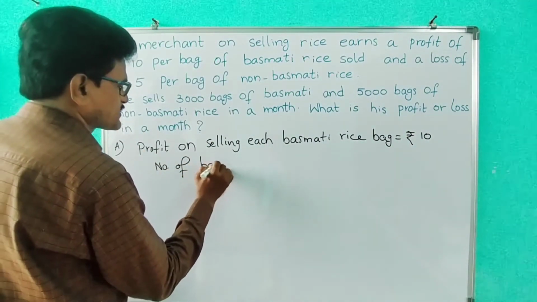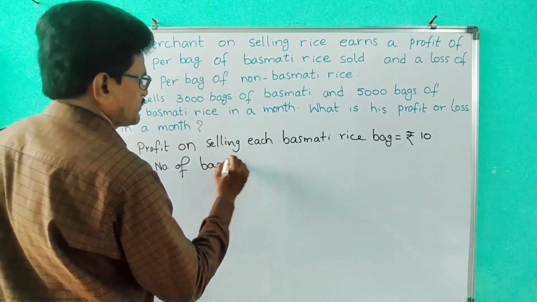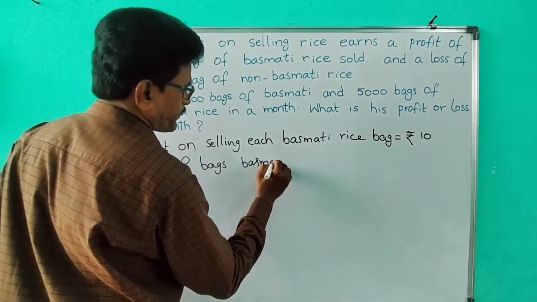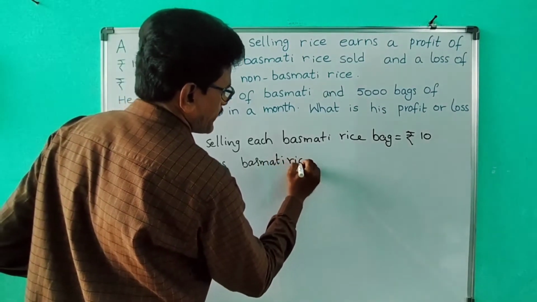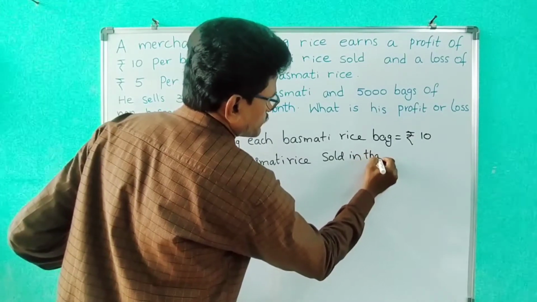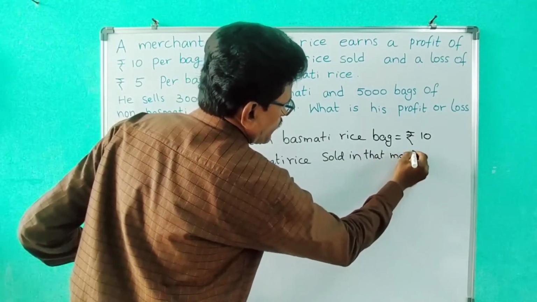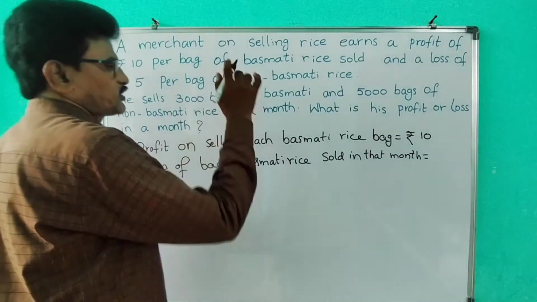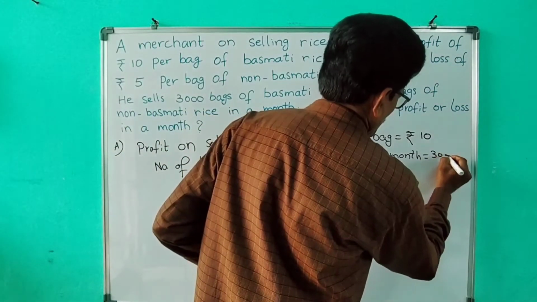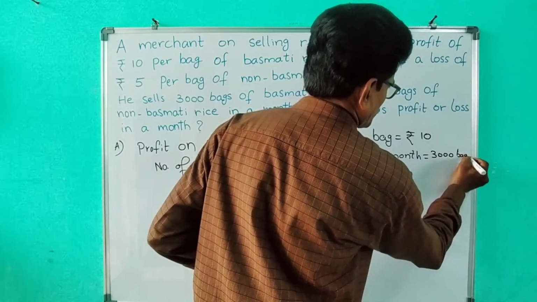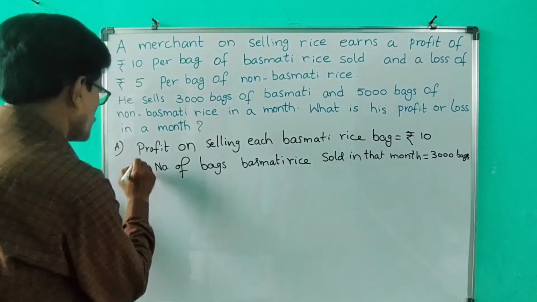Number of bags of basmati rice sold in that month. So how much is sold in that month? 3000 bags. Okay, 3000 bags.